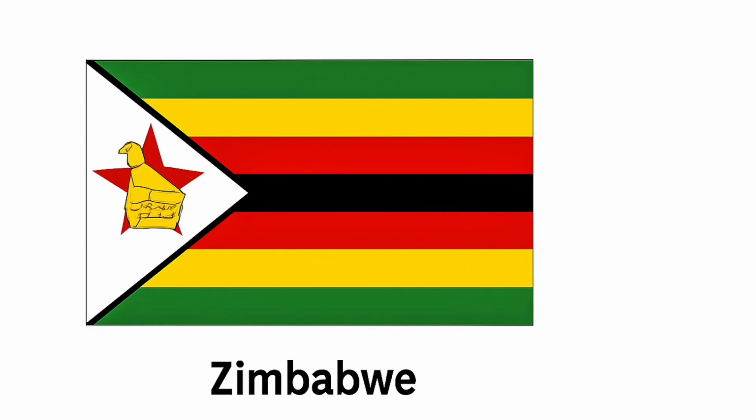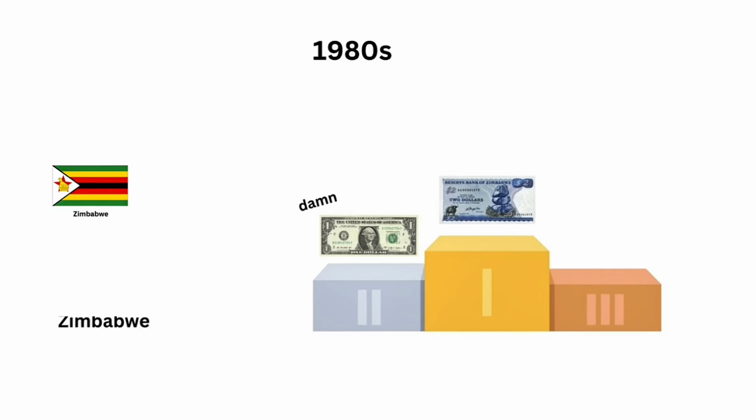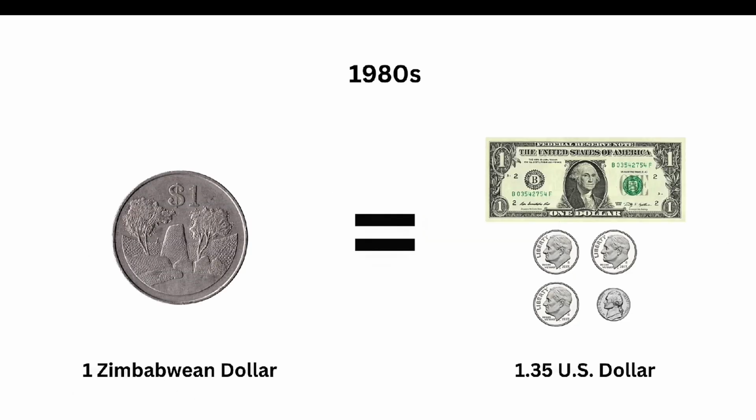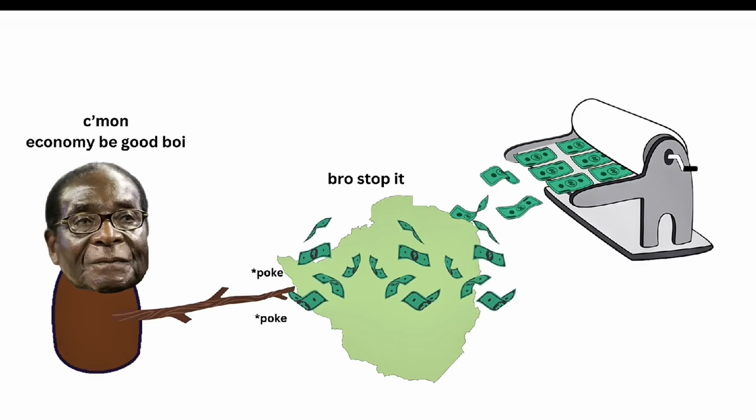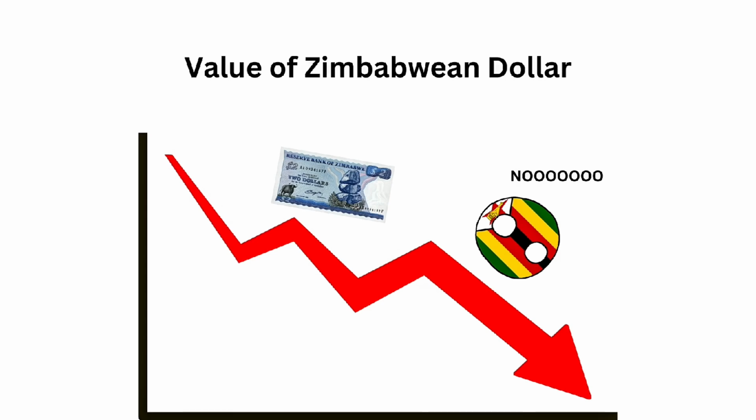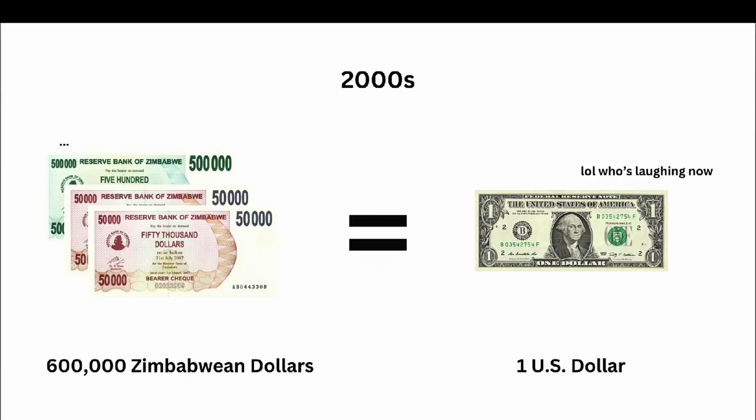A real-life example is Zimbabwe. In the 1980s, the Zimbabwean dollar was worth more than the US dollar. One Zimbabwean dollar was worth 1.35 US dollars. But due to failed land reform, economic problems, corruption, international sanctions, and thoughtless money printing, the value of the Zimbabwean dollar fell dramatically. In the 2000s, 1 US dollar was worth almost 600,000 Zimbabwean dollars.